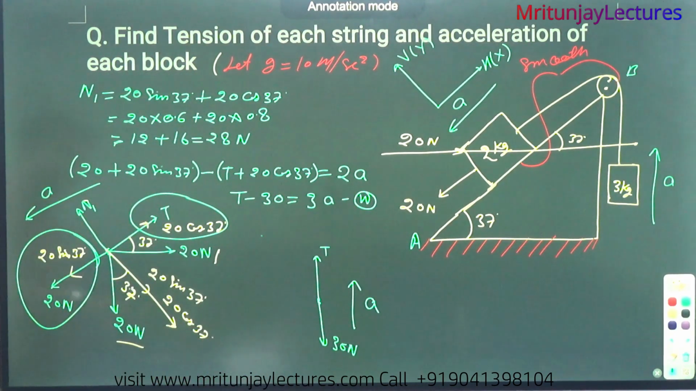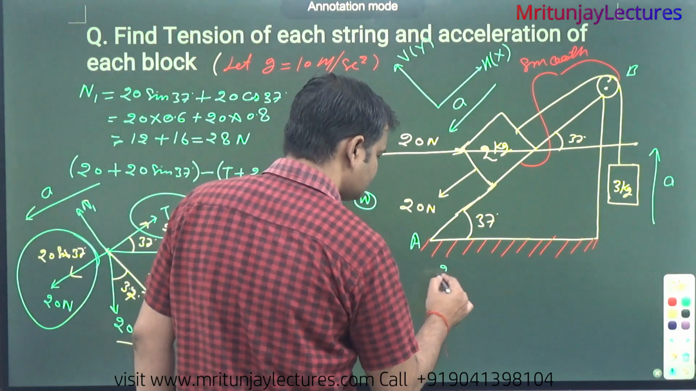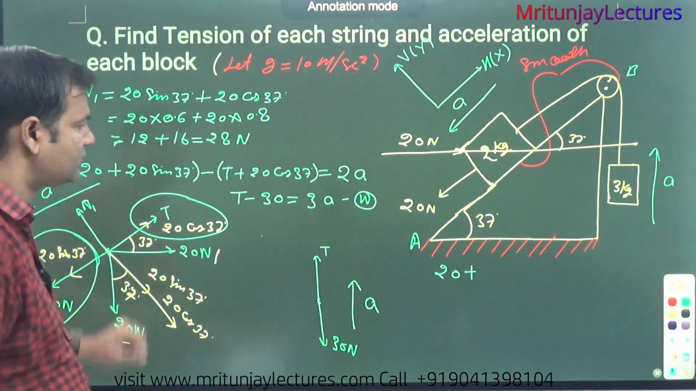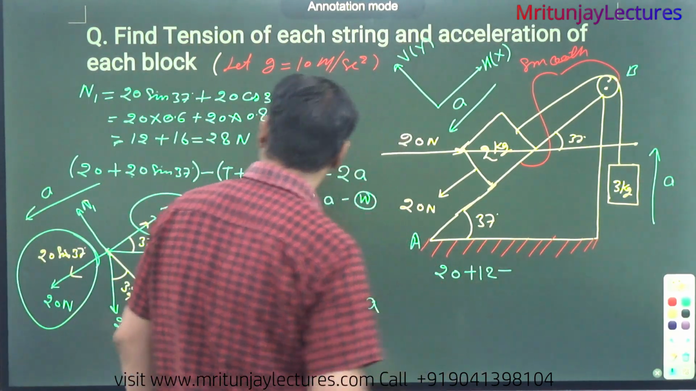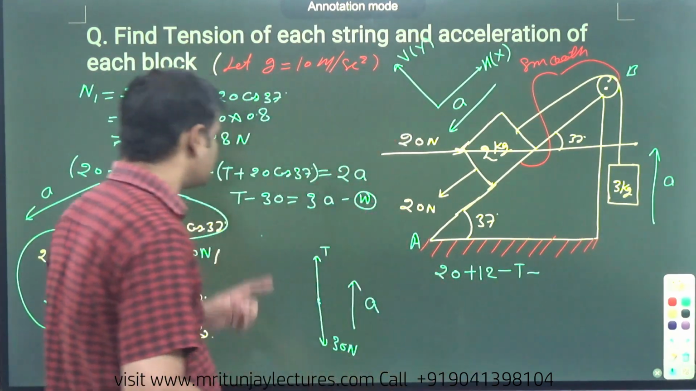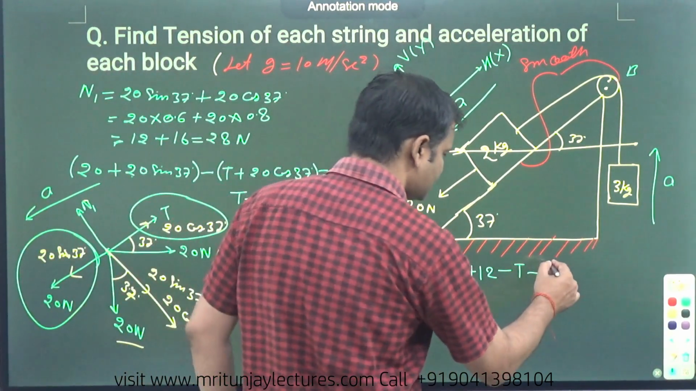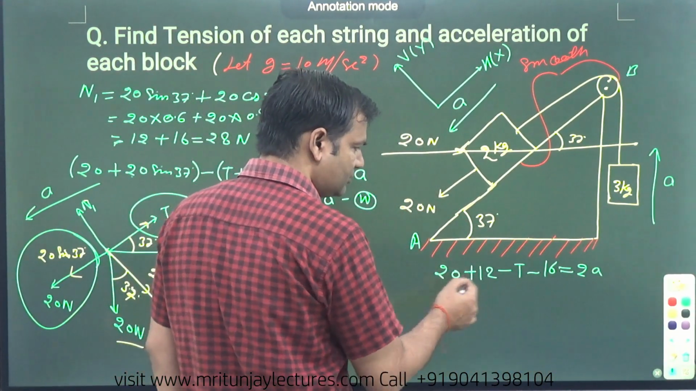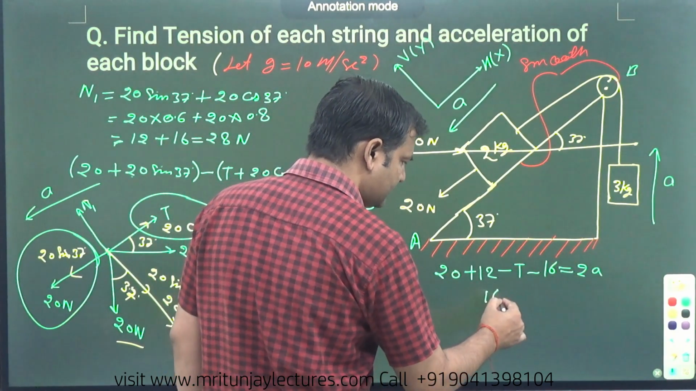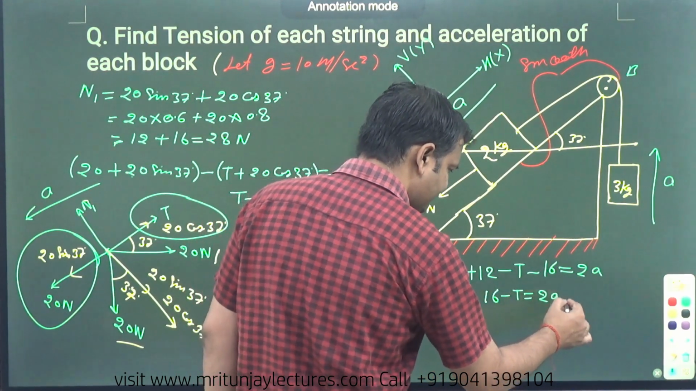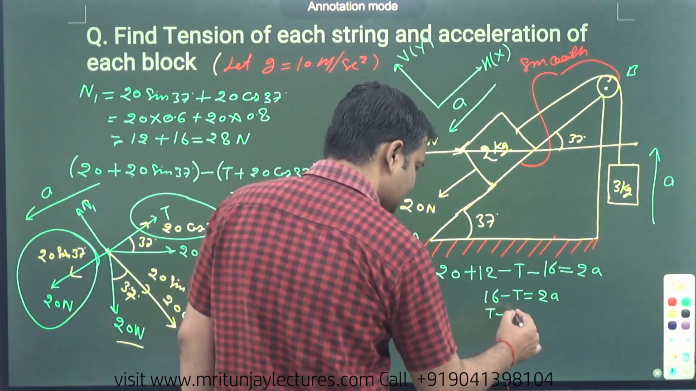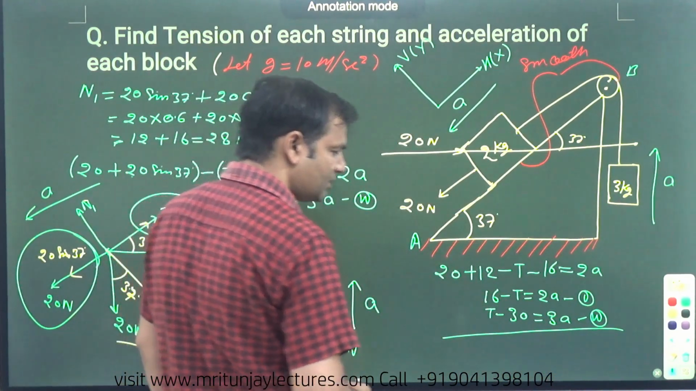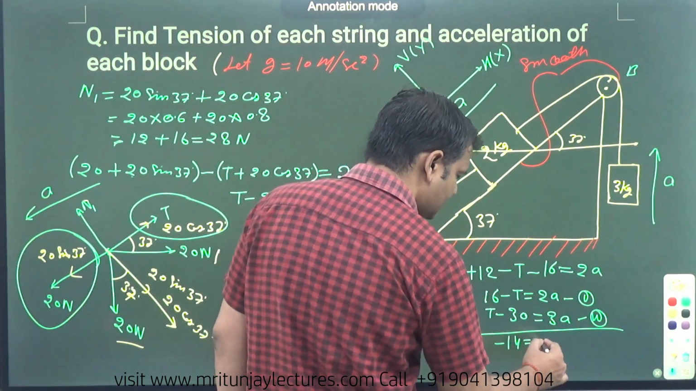Okay, after solving 1 and 2, this is 20 into sin 37, already I have solved, that is 12, minus T minus 20 cos 37, that is 16. So 16, this be equal to 2A, or you can say that is 32. We got 16 minus T equal to 2A, and this one is T minus 30 equal to 3A. This one is equation number 1 and that is equation number 2. Adding both, we got minus 14 equal to 5A.